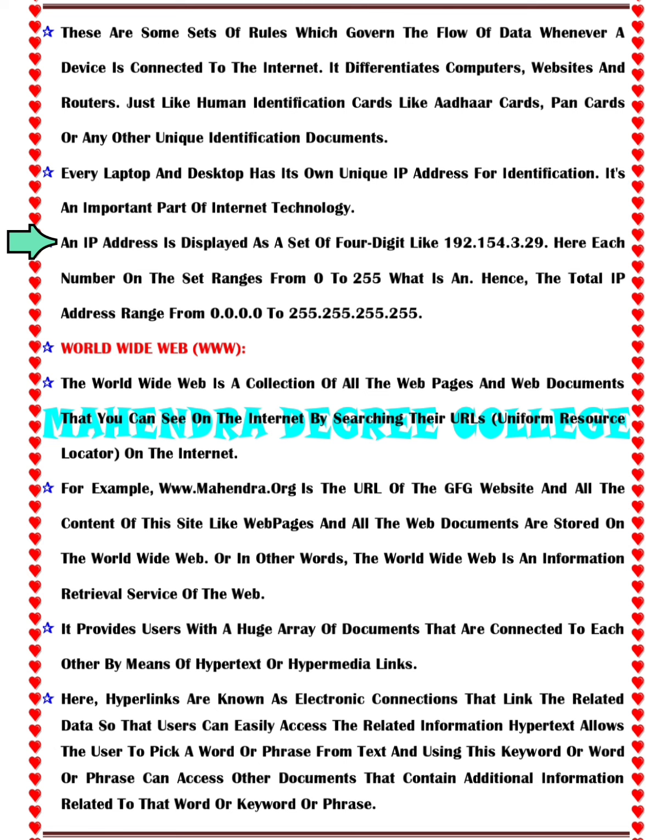Each number can be from 0 to 255. This is because each octet is made up of 8 bits, and 8 bits can store values from 0 to 255. Since each of the four numbers can be 0 to 255, there are over 4 billion possible IPv4 addresses in total.